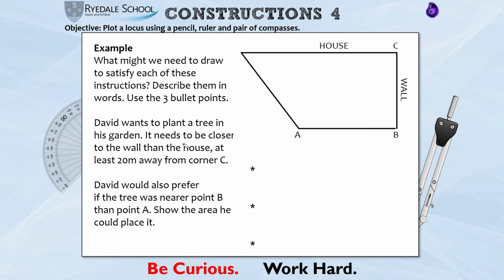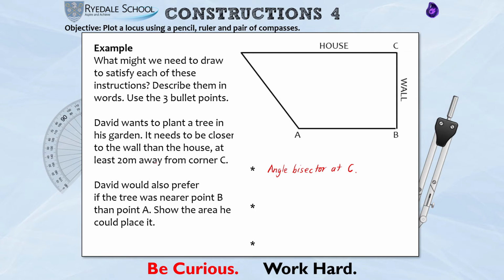First of all, it says it needs to be closer to the wall than the house. So it's got to be closer to this line than this line. Okay? Now we know that an angle bisector is exactly the middle of these two lines. So if we draw an angle bisector in, we then need one side of that line. So this first section here, we're going to need an angle bisector at C. And I will explain all of these again as we actually construct it on the diagram.